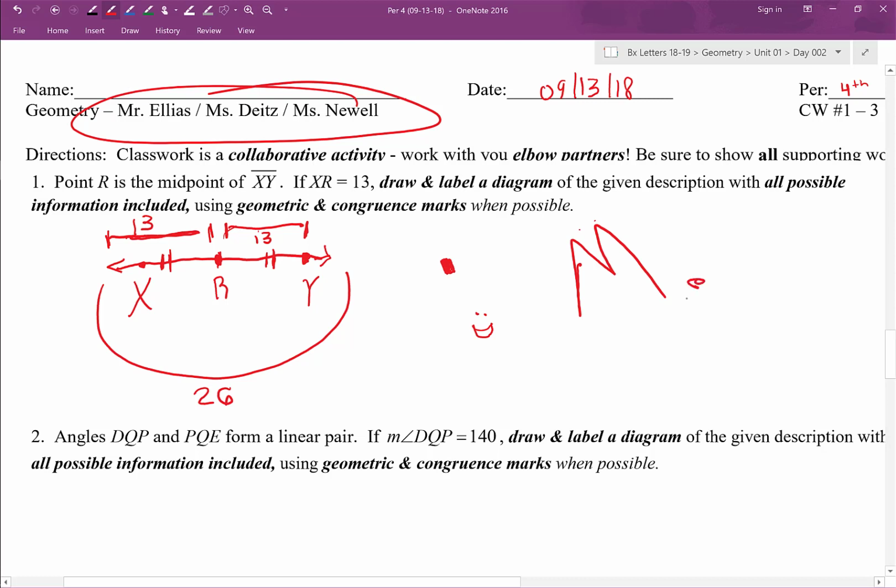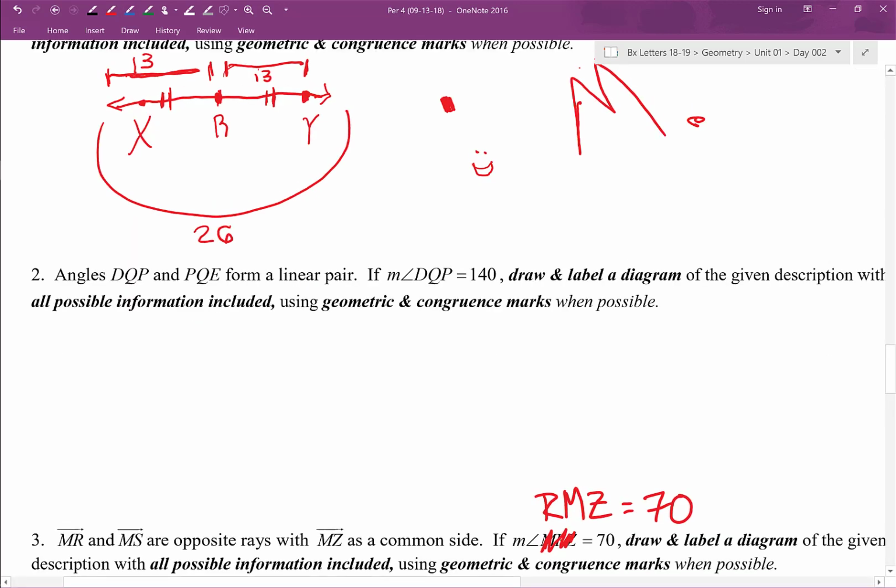So I know it's you. DQP and then PQE. And then this one equals 140. Yep, that looks perfect. Awesome. And then how much would all of that be? 180. Can you put in number 2 and then sign it?